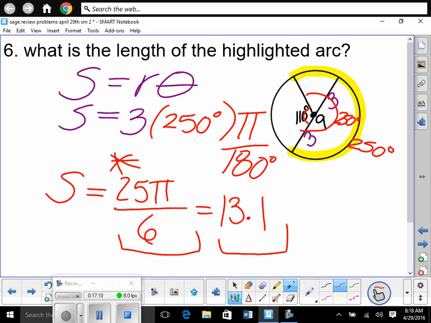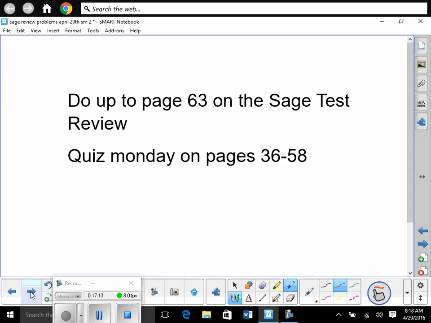Questions? Okay. So you're going to be doing up to page 63 on the stage test review. We are going to be having a quiz Monday. Like I said, guys, I know I've been pushing you hard. We're almost there. A week and a half left. Keep working hard for me. After that, we're going to do a lot of fun math games and stuff, okay? Push through. Go. Check off those pages with me.